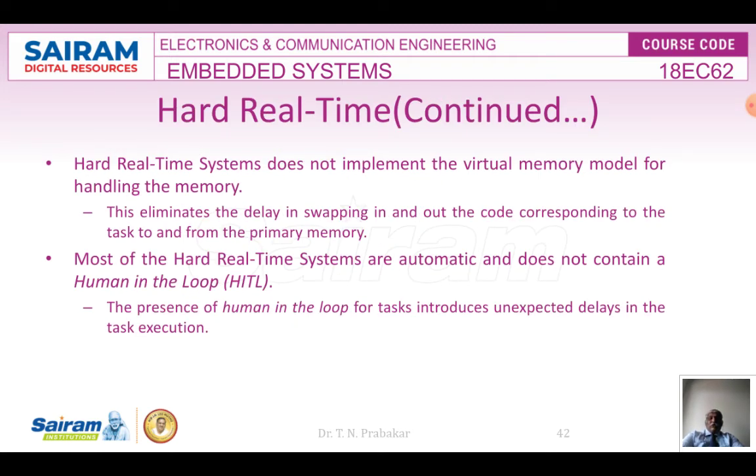And a hard real-time system doesn't implement virtual memory, because virtual memory may not be accessible or available at all times, right? This eliminates the delay in swapping in and out of the core corresponding to the task to and from the primary memory. And most hard real-time systems are automatic and should not have a human in the loop. If a human is in the loop, then what will happen? This hard real-time system may not get executed. So it should be executed automatically because the human may not respond in time, right? That may be the problem.